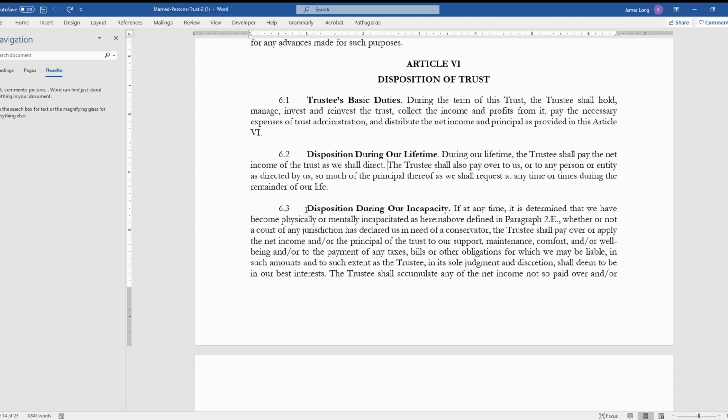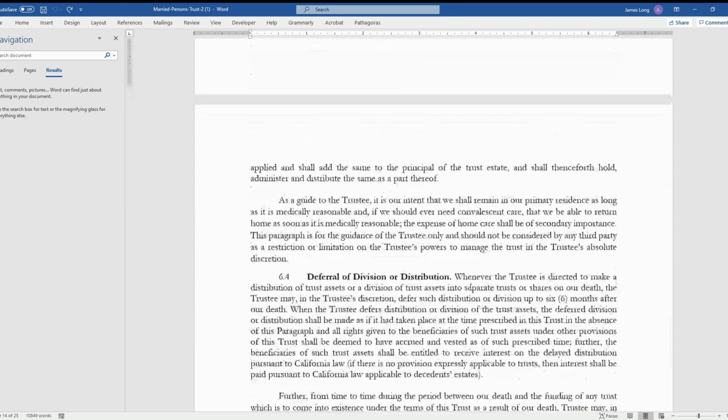Now, on your incapacity, the trustee still has to use it for your benefit, but there are some additional rules here for what the trustee needs to be able to do. And the reason is because once you become incapacitated, the trust becomes irrevocable. Once you die or become incapacitated, the trust is no longer revocable. And now the trustee is under a different set of obligations. And those are outlined here in 6.3.